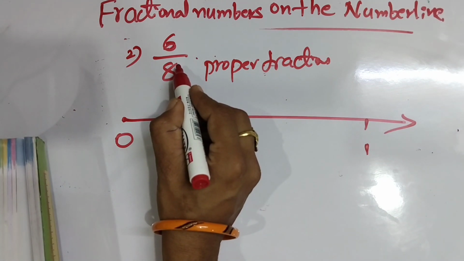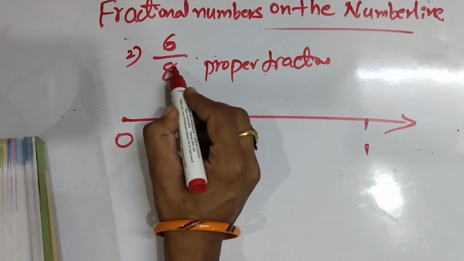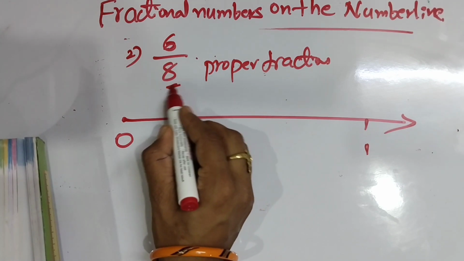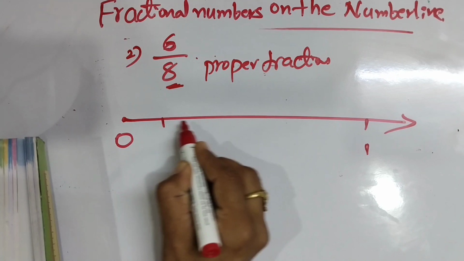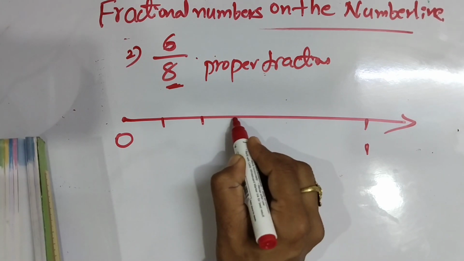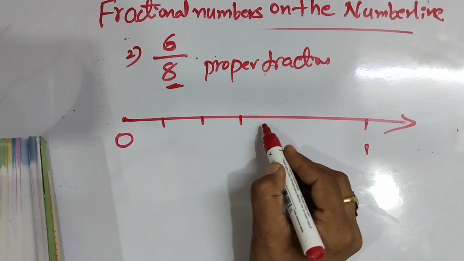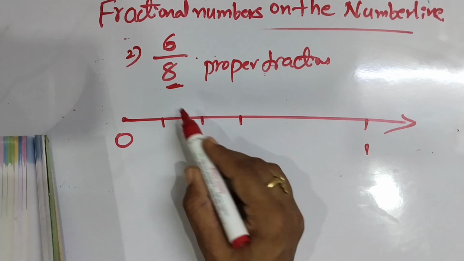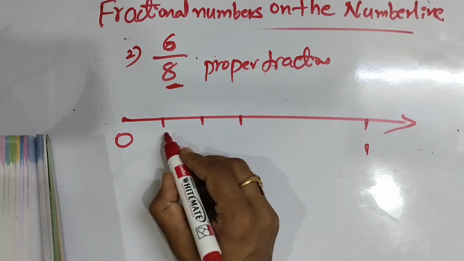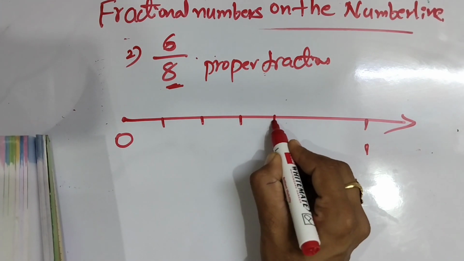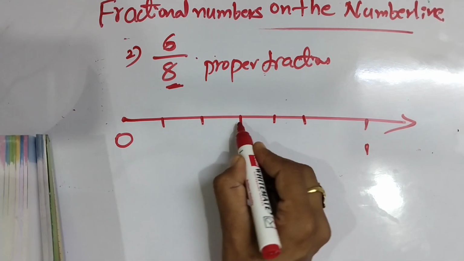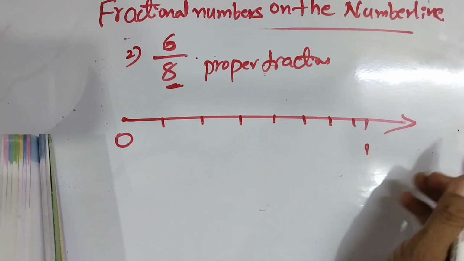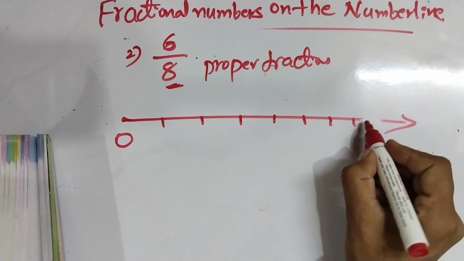Then, second step, we have to observe the denominator. 8 is the denominator. We have to divide the place in between 0 and 1 into 8 parts. 8 parts means we have to draw 7 lines. 1, 2, 3, 4, 5, 6 and then 7.